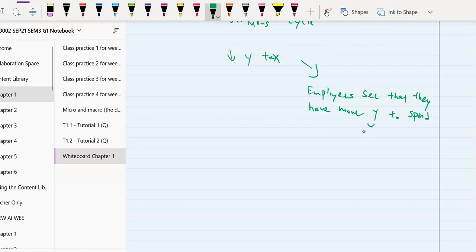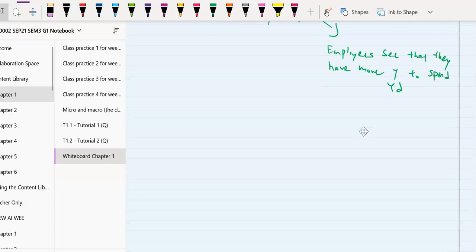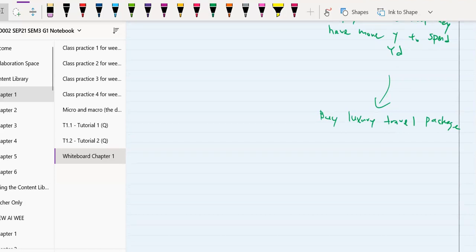Which refers to the disposable income increase. When they have more income to spend, normally they don't save too much because they know every month they're going to get more income. So maybe they would like to buy stuff. Maybe they want to buy a luxury travel package. Maybe they would like to buy a bungalow. Maybe they want to buy some fancy dress. Maybe they just want to eat big bowl noodles.